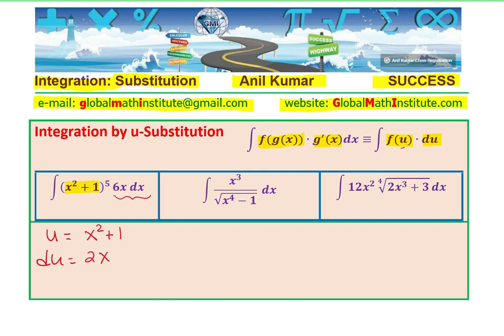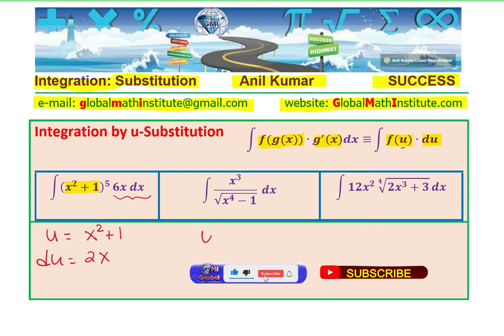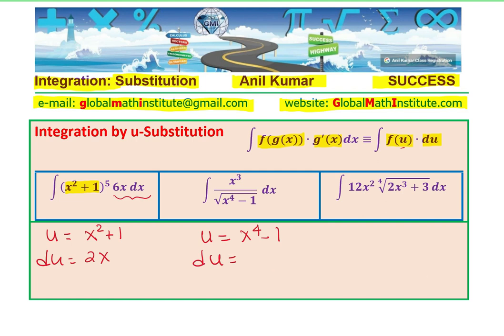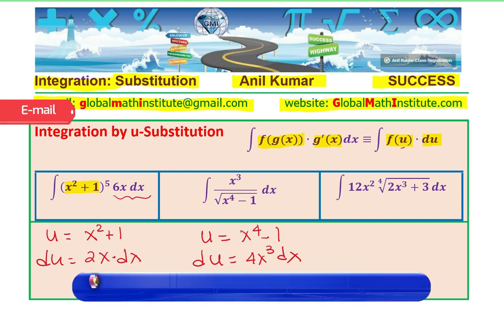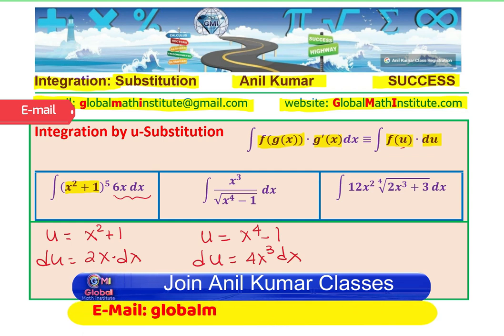In the next question, we know it looks very difficult. We have x cubed over square root of x to the power of 4 minus 1. But in this case, if I substitute u as x to the power of 4 minus 1, what is du? Well, the derivative will be 4x cubed dx, right? So x cubed dx will now be replaced by 1/4 of du, and we have a very simple function to work with where the power rule for integration will be applied, right? So that is the whole concept.